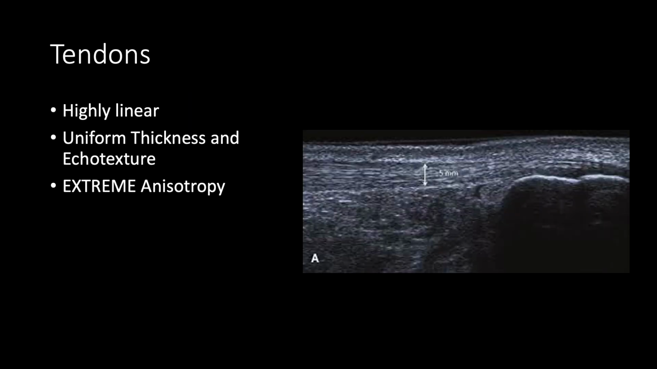Tendons demonstrate anisotropy in both the long and short axis, but generally it's more pronounced in the short axis. However, we usually take measurements of tendons in the long axis because it's helpful for us to compare how wide the tendon is across multiple points. Inflamed tendons, such as seen in acute tendinitis or more chronic tendinosis, will have thickening over the area of irritation.